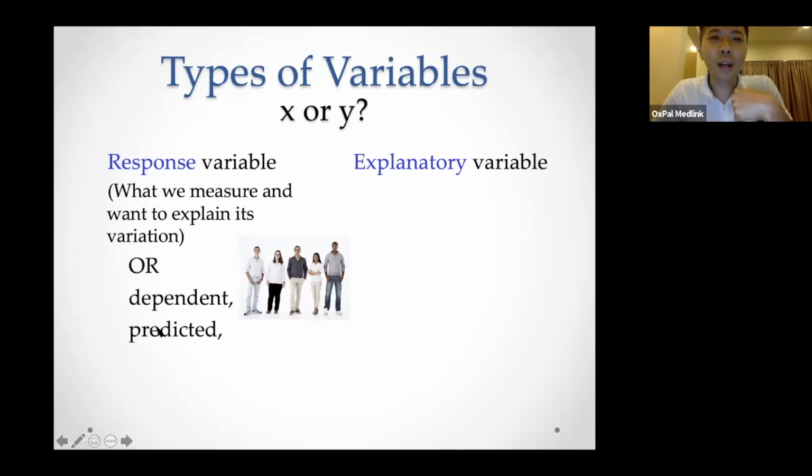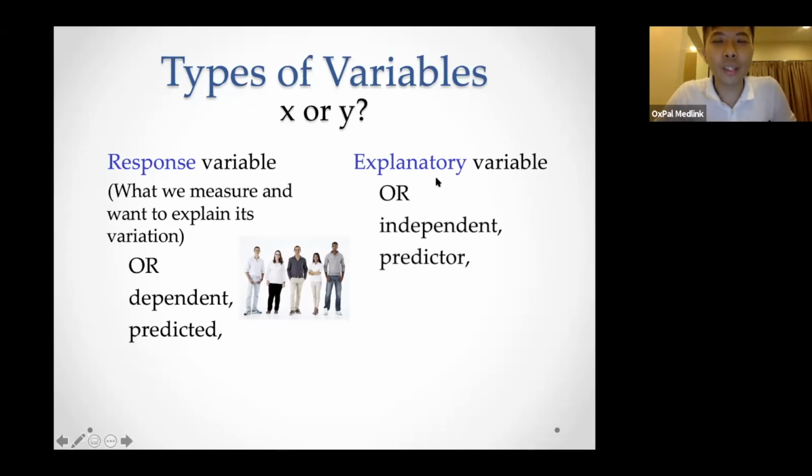And there are other terms that are used quite interchangeably for response: the dependent, because it depends on something else, or the predicted, because it's based on predictions by the explanatory variable. For the explanatory variable, that's the independent, okay? Because it does not depend on anything else, and it predicts the response, so it is also known as the predictor. So these terms are used interchangeably.